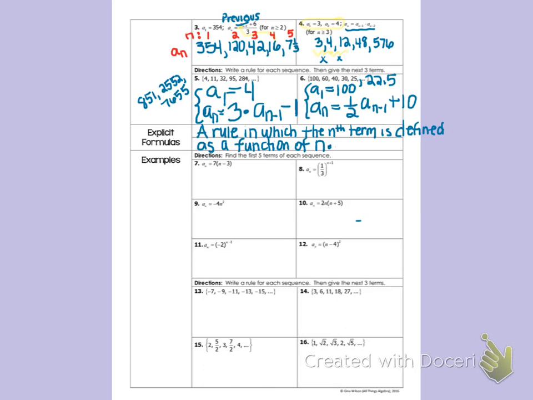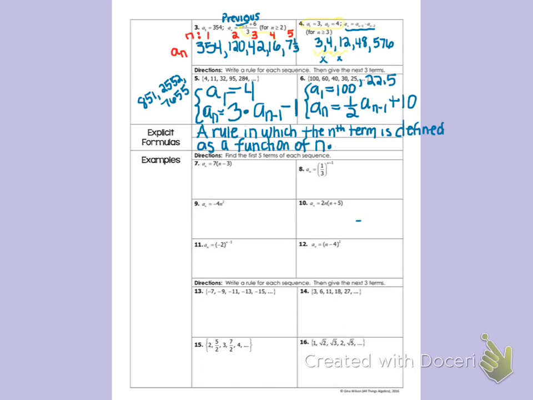You can just kind of like, linear equations, when they're defined in terms of x. Well, this is defined in terms of n. And if you want to know the 5th term, you plug in 5. You want to know the 10th term, you plug in 10, and so on. So in this section, they want me to look at some explicit rules and generate the first 5 terms.